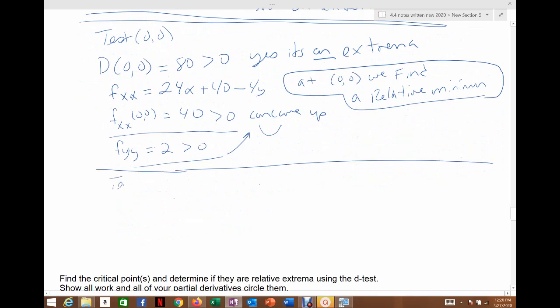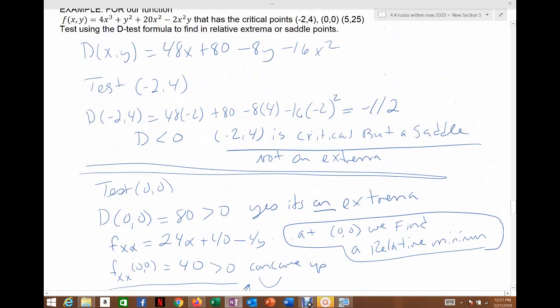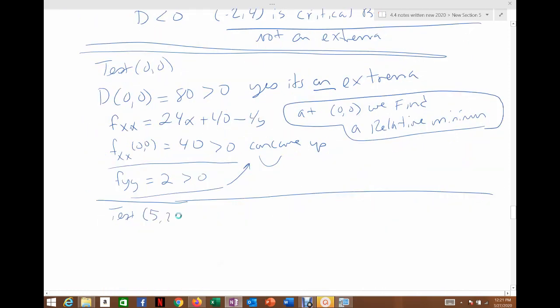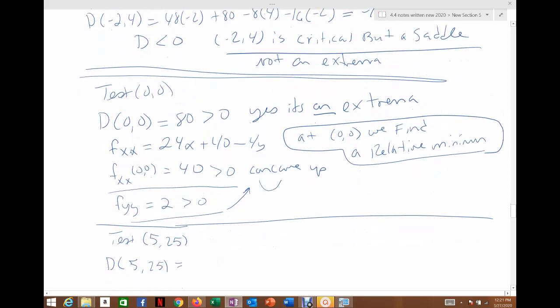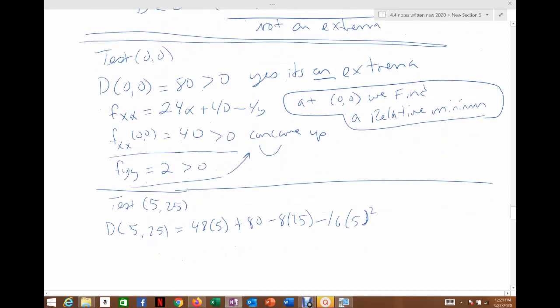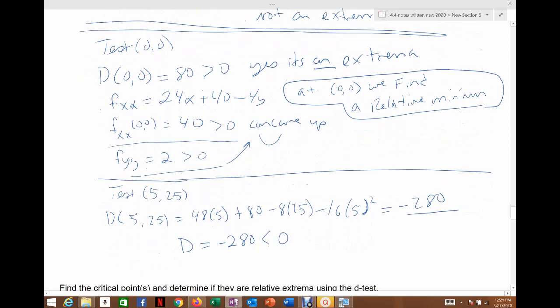Now the last one. Test the last point, which was 5, 25. First thing we do is plug it into the D formula, which was 48 times 5 plus 80 minus 8 times 25 minus 16 times 5 squared. When we plug those in, it comes out negative. So then we're done. When it comes out negative, the D formula came out negative 280, so I'm done there.